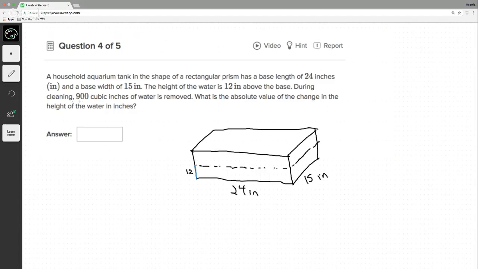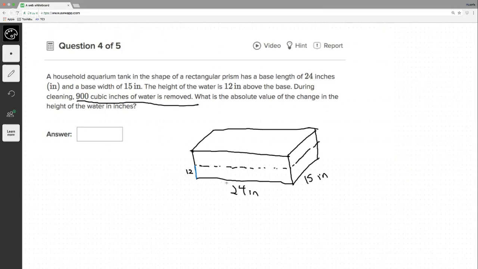During cleaning, 900 cubic inches of water is removed. What is the absolute value of the change in the height of the water in inches? Well, let's first look at the height. We know the height is starting at 12. Let's first look at the volume. So we have to just multiply these guys, length times width times height.